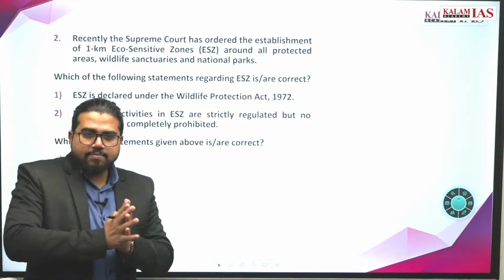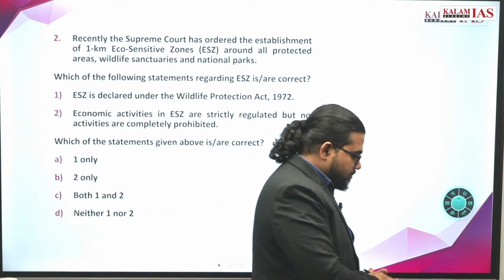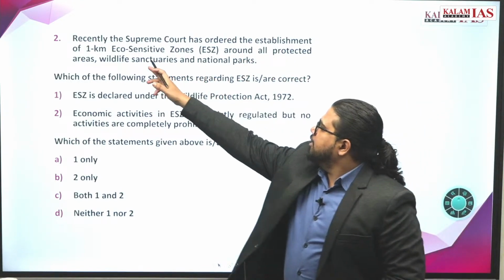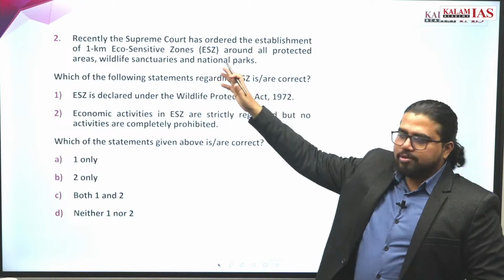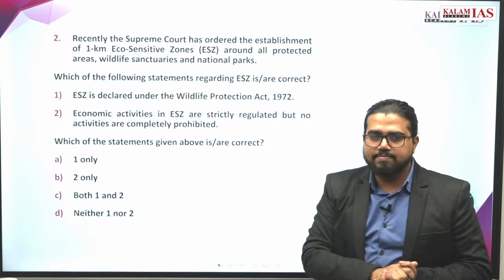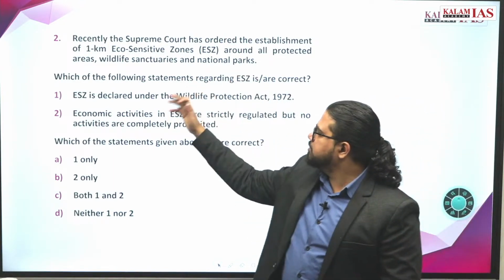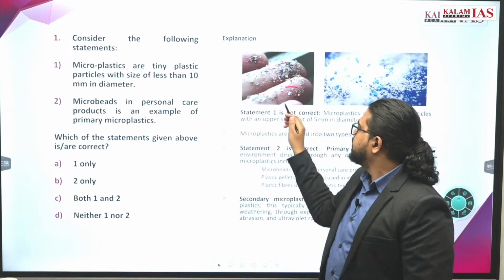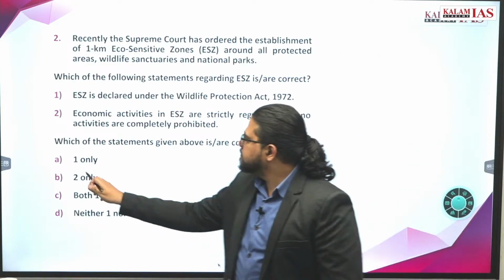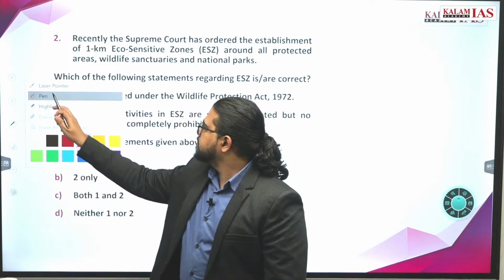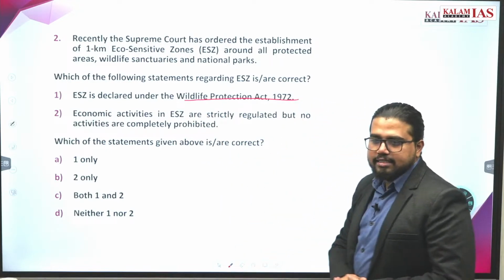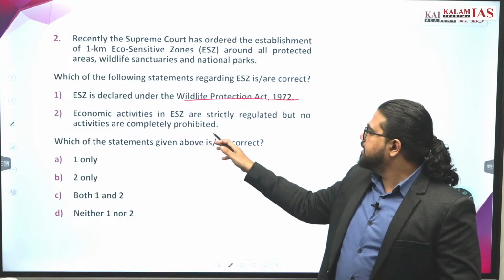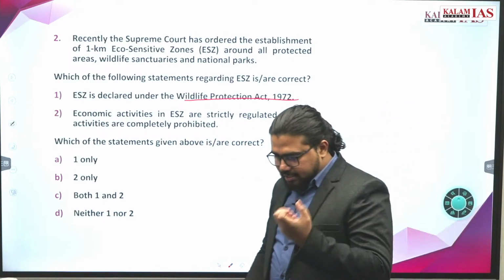हो गया? What is the answer for this? Recently, the Supreme Court ordered that 1 kilometer around the protected sanctuaries, wildlife, all these areas should be eco-sensitive zones. We have a statement. Which of the statements is correct? It says an eco-sensitive zone is declared under the Wildlife Protection Act. That is the first statement. Then activities are strictly regulated, but no activities are completely prohibited. So what is the answer? Tell me.